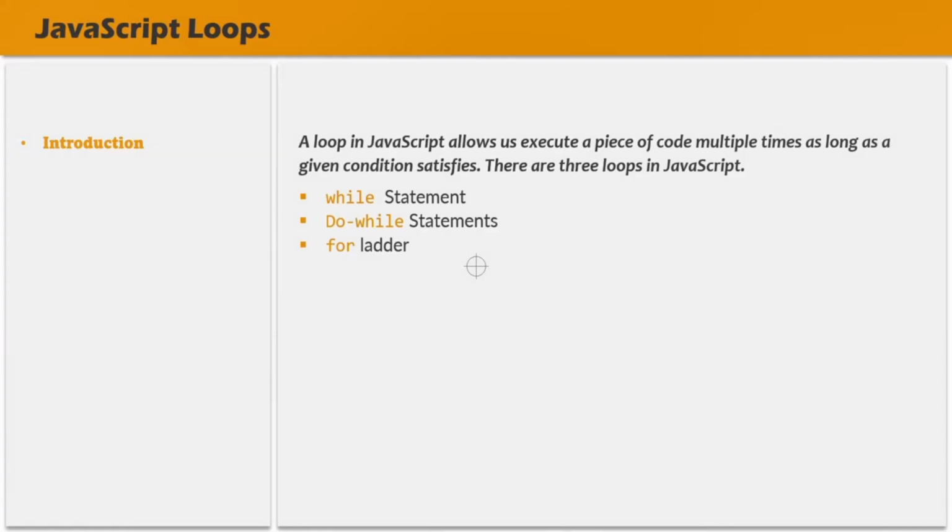So for while loop, do while loop, and for loop, they have a different syntax, but they do exactly the same thing. And they also work in exactly the same way. So in this lecture, let's start with while loop and let's try to understand how loops work, how we can create a loop and execute a piece of code multiple times. Let's go to VS Code.